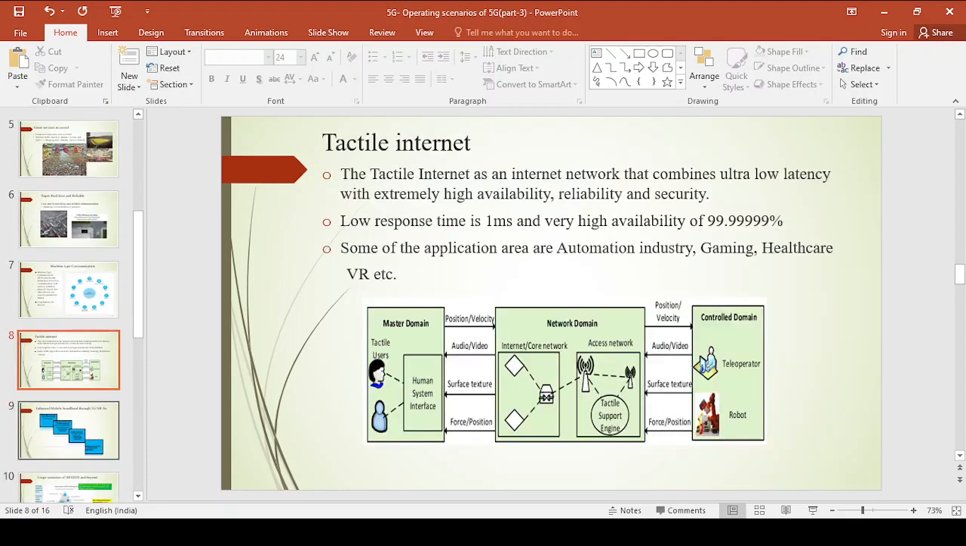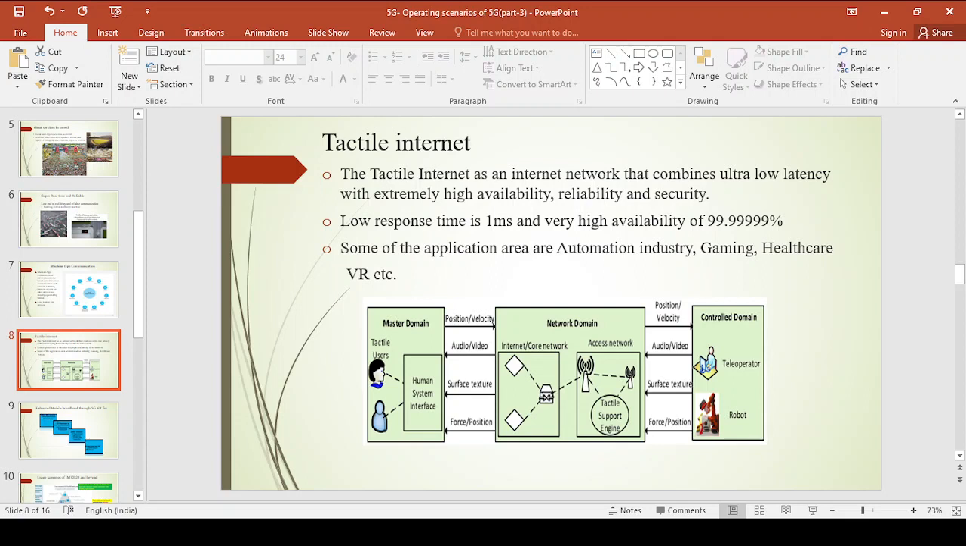Now coming to the next slide, we have tactile internet. One more usage scenario that we have is tactile internet. Through this tactile internet usage scenario, the user can access the internet at a very small amount of delay time.